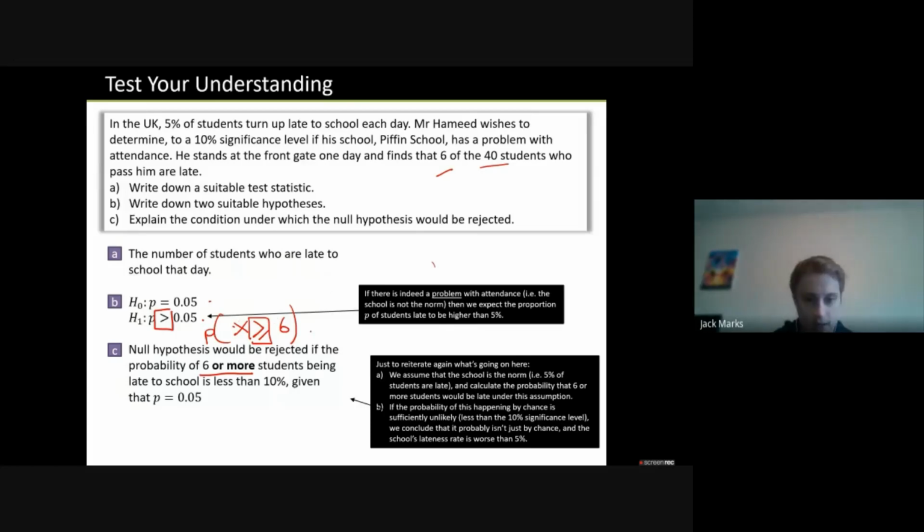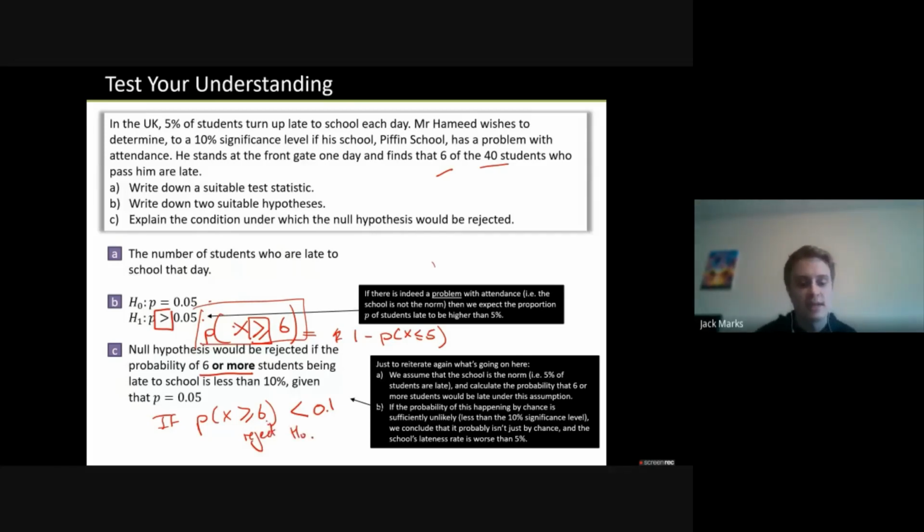Now, we can actually work this out. You might remember from chapter 6, if you want 6 or more, what you do is you do 1 minus the probability of up to and including 5. Yeah? And if this probability is less than 10%, so if the probability of at least 6 is less than 0.1, this is when you would reject the null hypothesis.